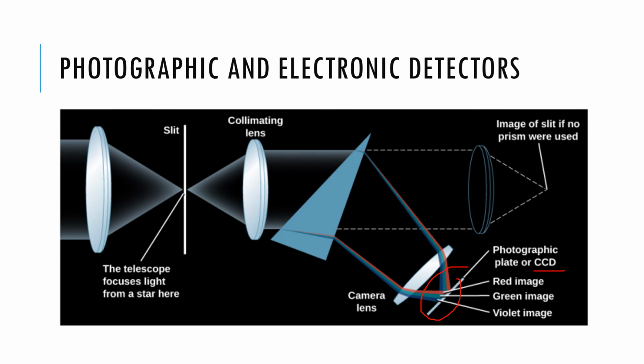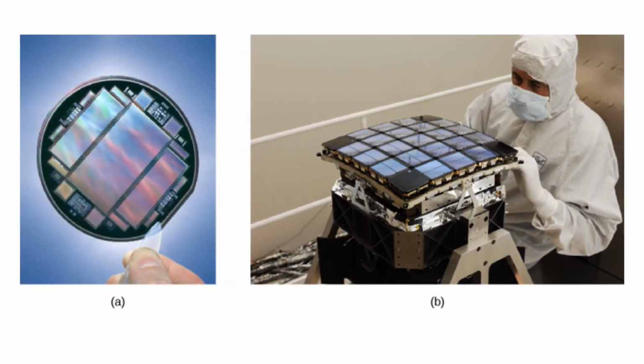CCDs also provide more accurate measurements of the brightness of astronomical objects than photography, and their output is digital, in the form of numbers that can be coded directly into a computer for analysis. This figure shows the CCD, which is a mere 300 micrometers thick, thinner than a human hair, yet holds more than 21 million pixels, and this matrix of 42 CCDs serves the Kepler telescope.